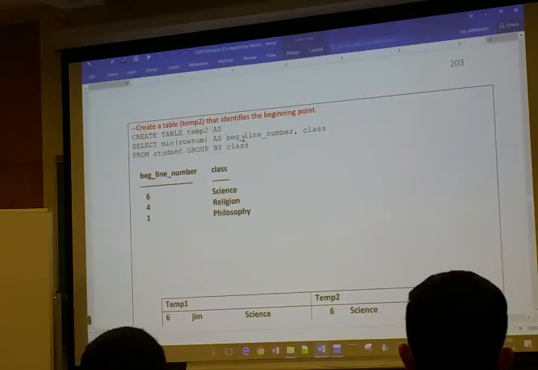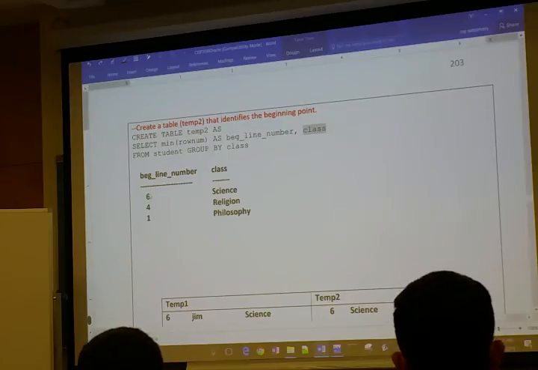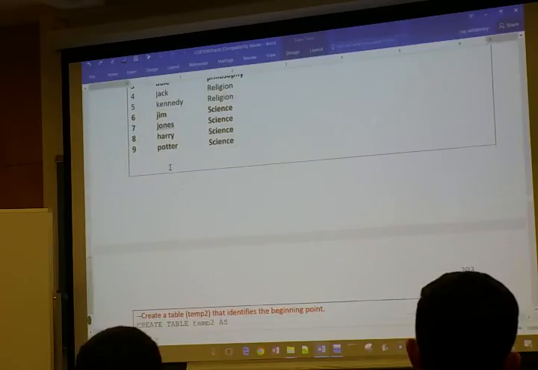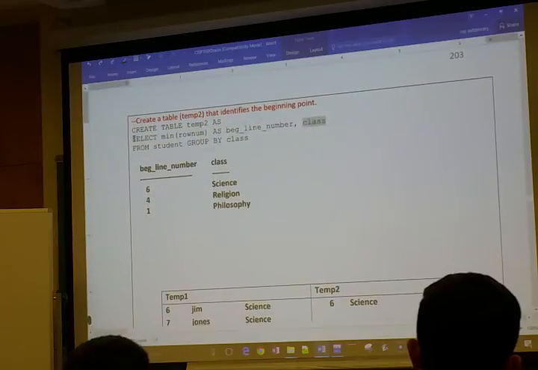So what I do is I say, hey, you know what? Go to the student table, and pick the minimum row number for each of the different classes. And so what I come back with is all of these different row numbers for the different classes. And by the way, notice it says minimum, so whichever one is the smallest one. Given this grouping, which one of these row numbers is the smallest one? Well, it's 1. Which one of these is the smallest one? Well, it's 4. So that's what we have.